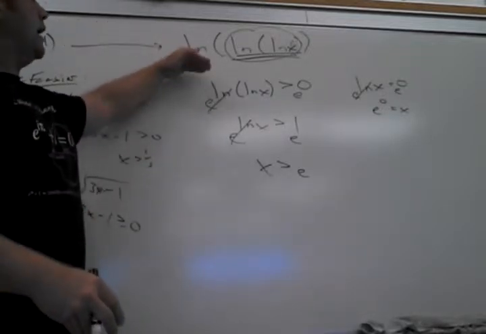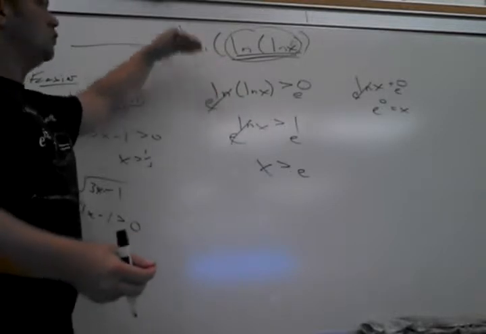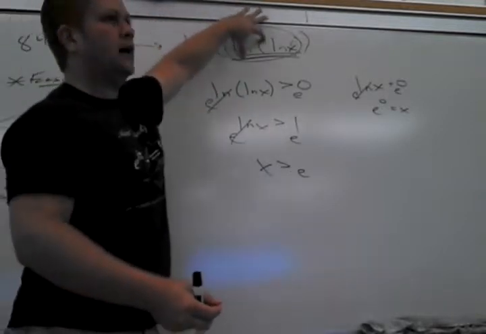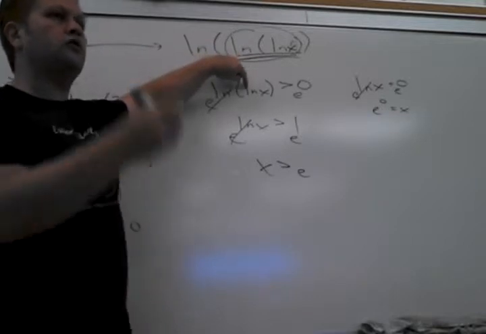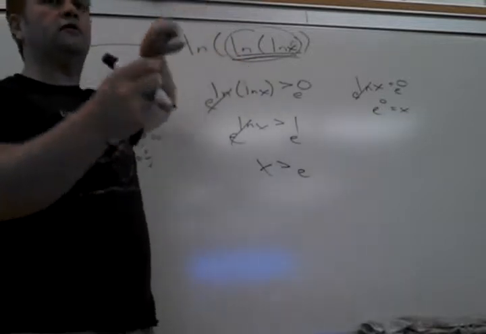The whole idea is I can't start attacking anything until I have something to solve. And for the domain of an ln, the inside has to be greater than 0. That's what I'm going to try to solve. And that's where it comes from. It comes from the idea of the domain of a log.